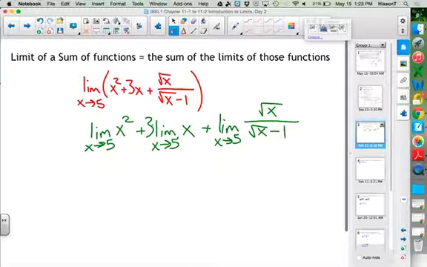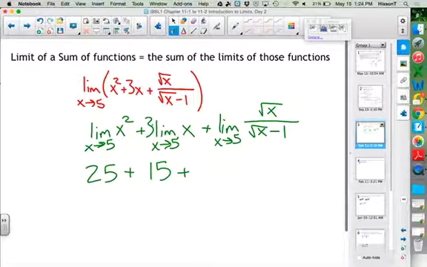So here's the thing, these are 2 real easy limits to find. The limit of the x squared would equal 25, and 3 times the limit of x would equal 15. So now, we don't have to worry about that aspect of the problem anymore. We can just focus in on this more complicated aspect.